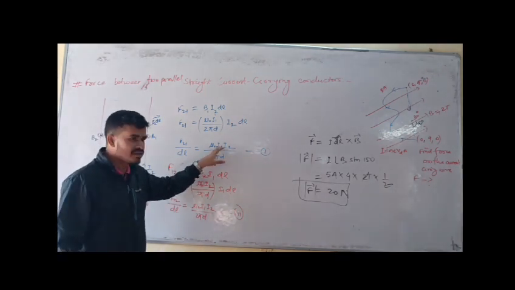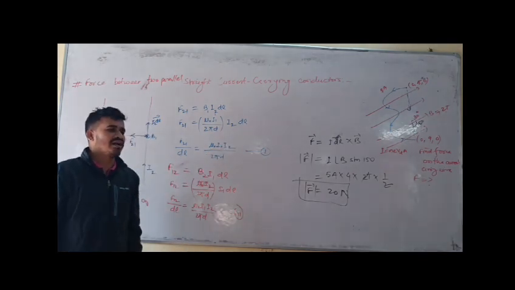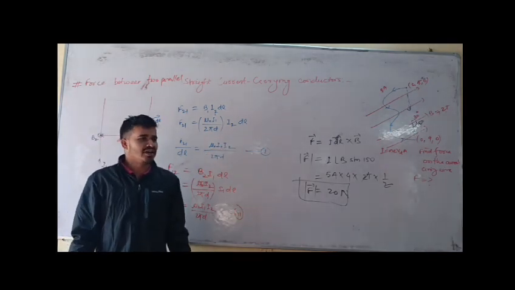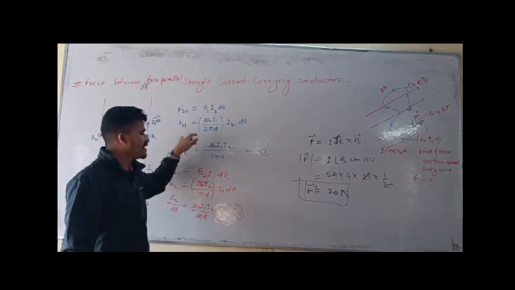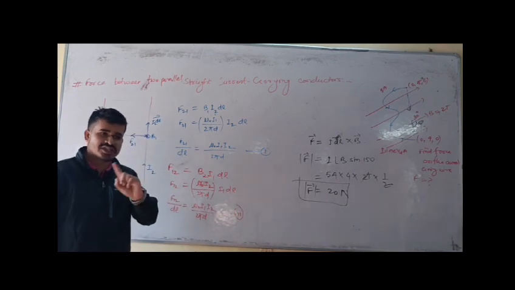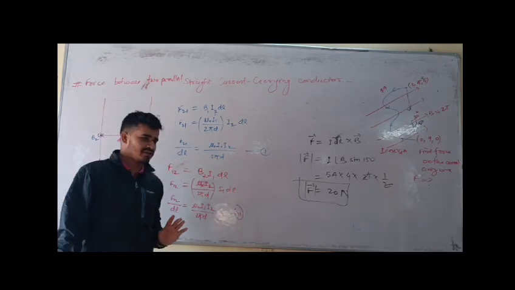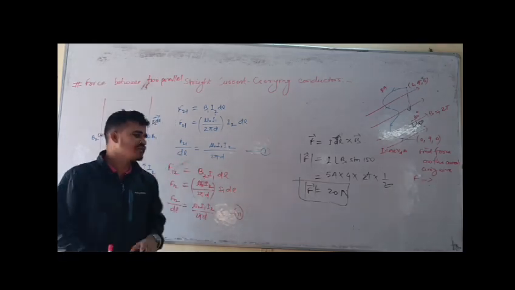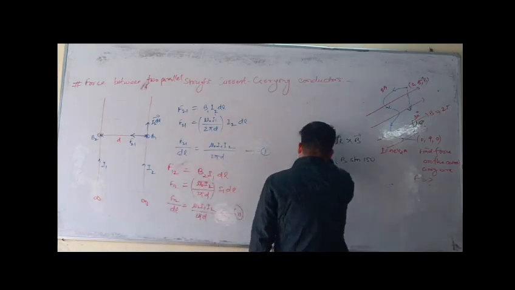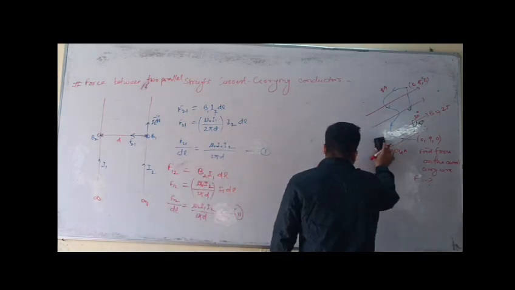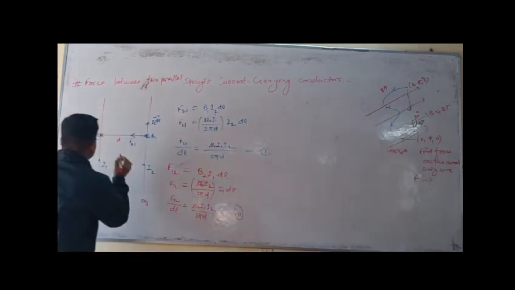Why? There is I1, I2, the product of both. Whenever the product of both is there, it will be the same. Clear? That's why I divided by length L. It means the forces here are not the same, but the force per unit length is the same. Force per unit length is the same, meaning the same forces are acting on each other.